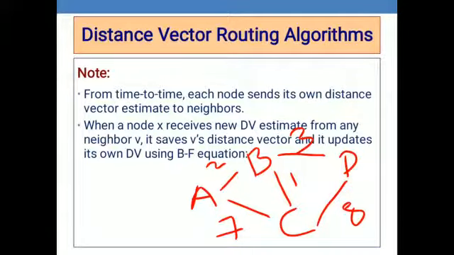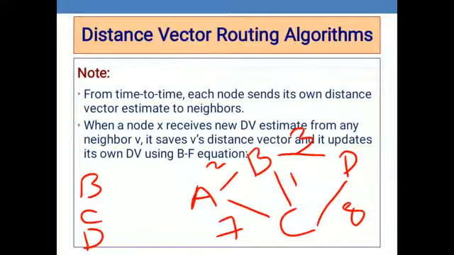Every router maintains a routing table. What does the routing table consist of? The routing table consists of the distance from one router to another router. So for example, consider the routing table of A. From A, the destination nodes are B, C and D. So as the initial step, we will maintain the routing table.